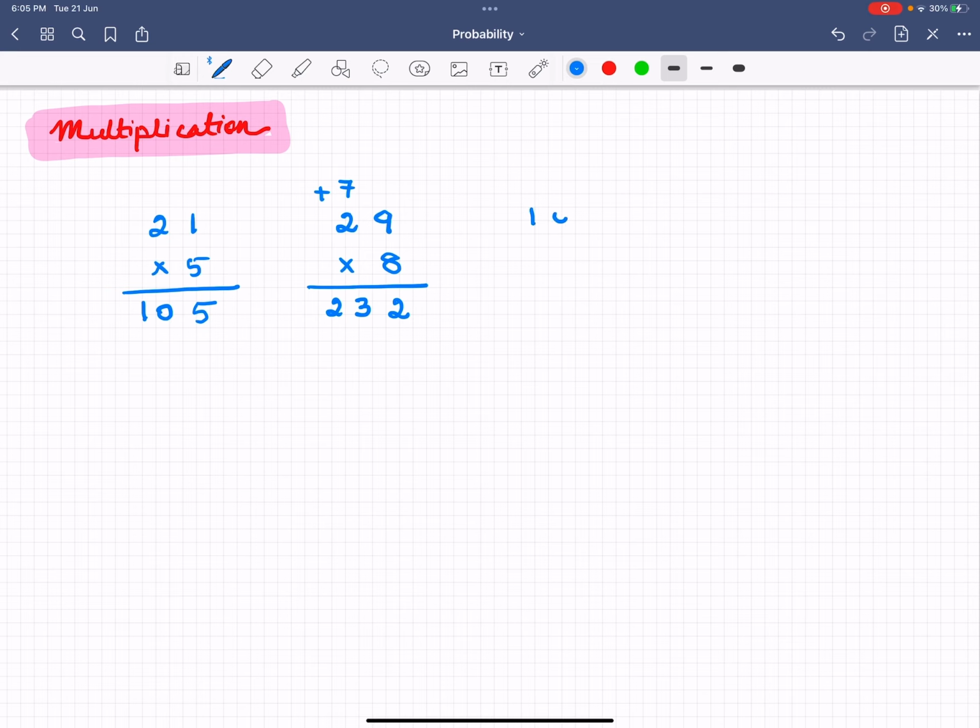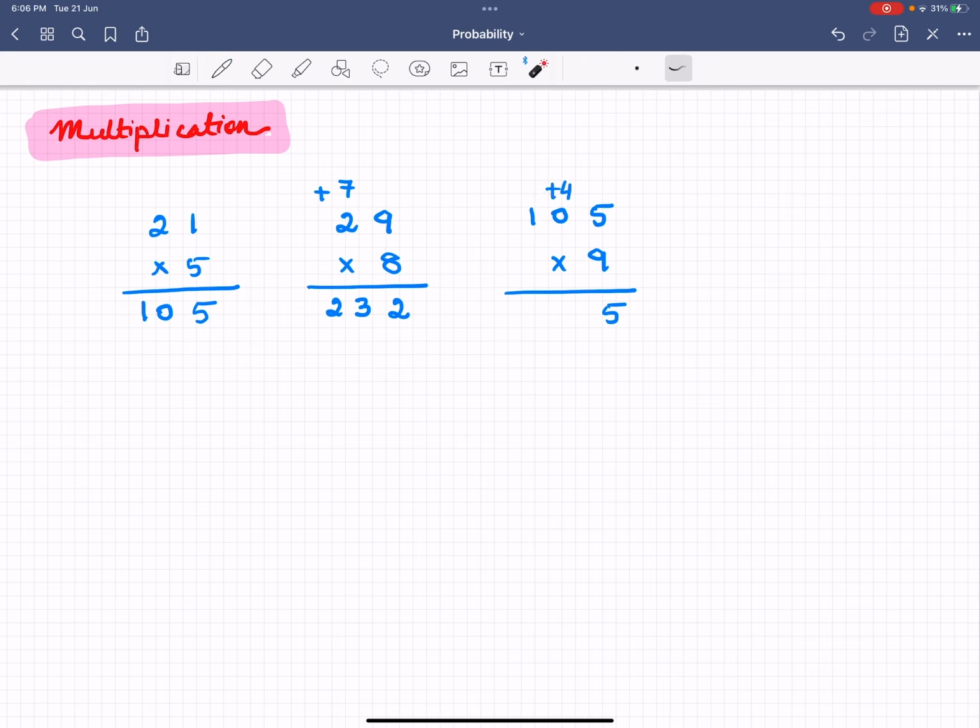Say 105 multiplied by, say, 9. Now we need to multiply the 9 with the 5. 9 fives gives us 45. 5 is in the units place, so we write it down here. And the 4 we need to carry forward to the next digit. So let's do it. 9 fives are 45. Carry over 4 with the plus sign.